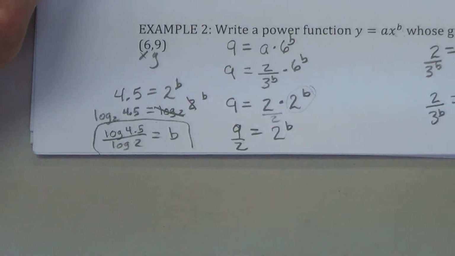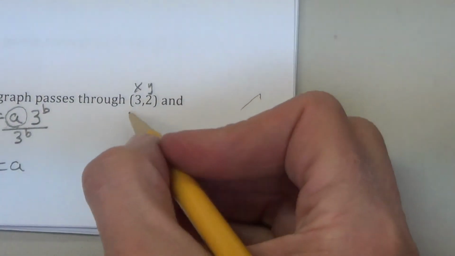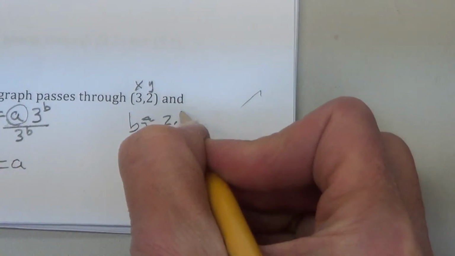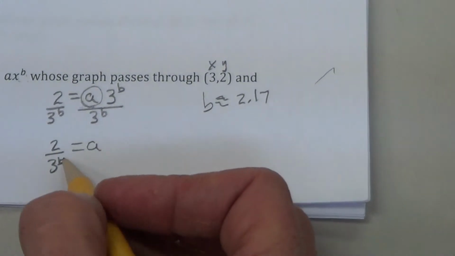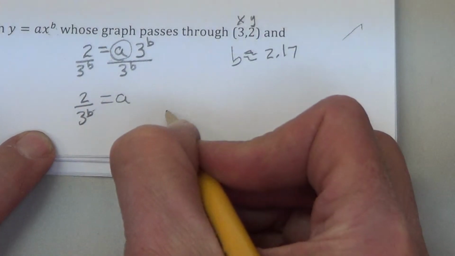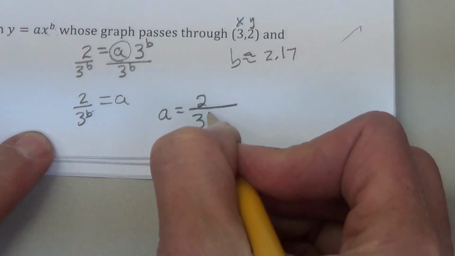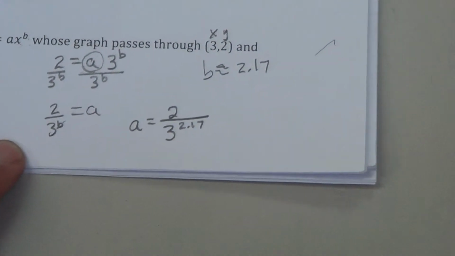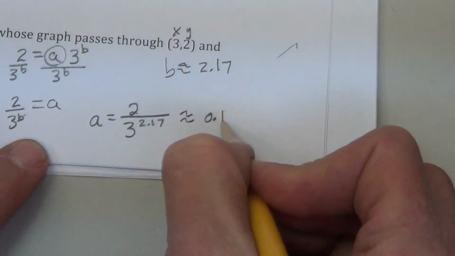Now, when you plug that into a calculator, you actually work it out. Your b value comes out to be approximately, and we'll do these in class, 2.17. Now we plug that into this value right here, so we have a equals 2 divided by 3 to the 2.17 power. And that ends up being approximately 0.184.